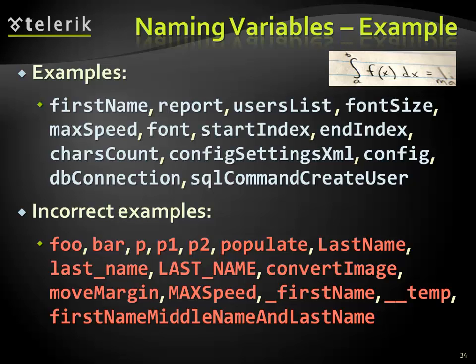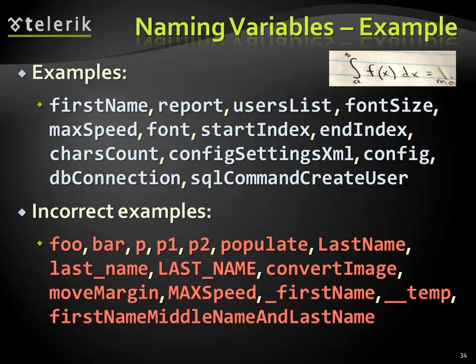Names like p, p1, p2 are generally bad. A name like populate, which represents an action, is more appropriate for a method, but it's also lowercase, so not a good name for a variable. A better name would be population, for example, because that's a noun. LastName with Pascal case notation would be wrong. last_name with an underscore would be wrong as well.